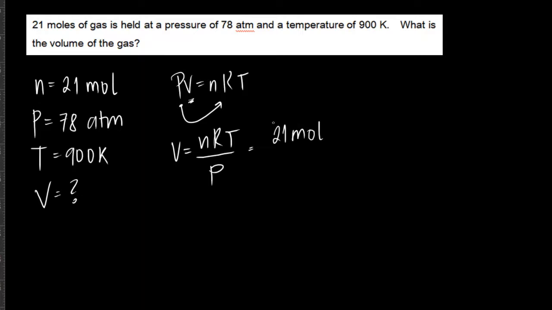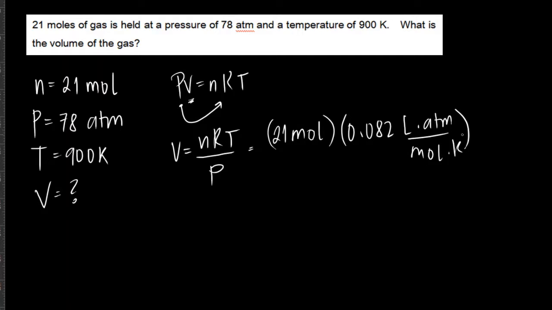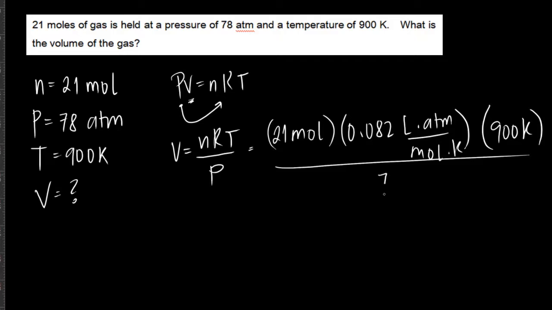Okay. Now we plug in all the givens. 21 moles. For our R, we have choices. You have liters, and we want liters in our answer. Yeah, we will just stick with 0.082 for the meantime. And then L, atmosphere, moles, Kelvin. Okay. And temperature, 900 Kelvin. And then, our P is 78 atmospheres. Okay. Moles cancel, atmosphere cancel, Kelvin cancel.